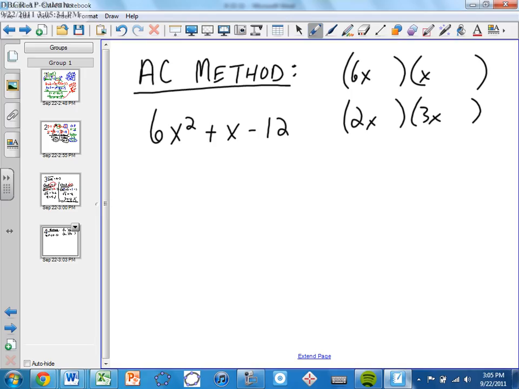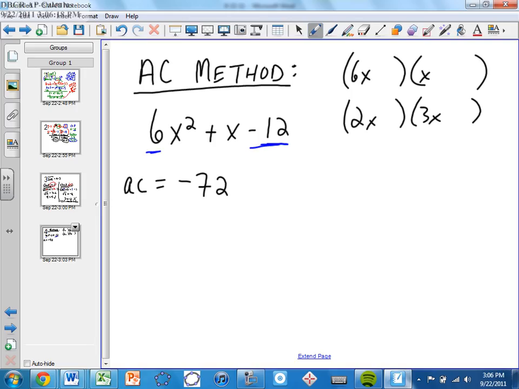The technique is called the AC method, because we're going to be using our value of A along with our value of C. That's why it's called the AC method. So here, the first thing I would like you to do, list what A times C is equal to. So first write down AC equals, and A is what? 6x squared. Be careful, A is just 6. Again, A is just the coefficient. 6 times negative 12. What do we get from that? What's 6 times negative 12? Negative 72.